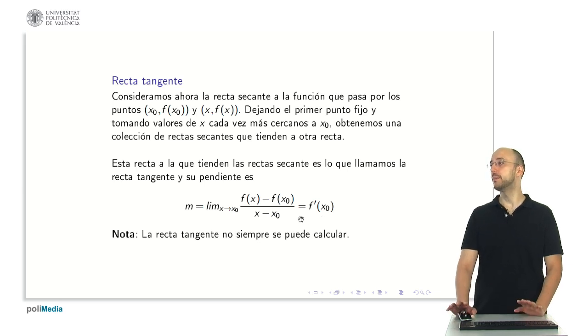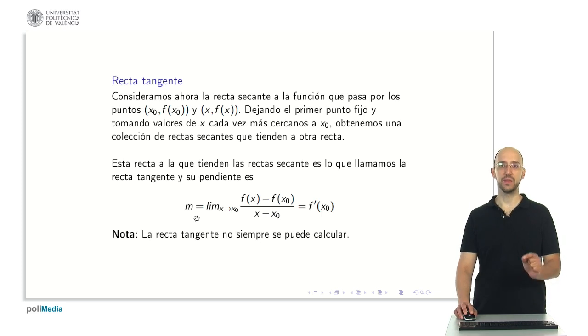A note on this, I emphasize that we have a quotient, which involves a limit of secant lines, and this limit gives us a tangent line. The slope of the tangent line is the derivative of the function at that specific point. This is the key information for today.